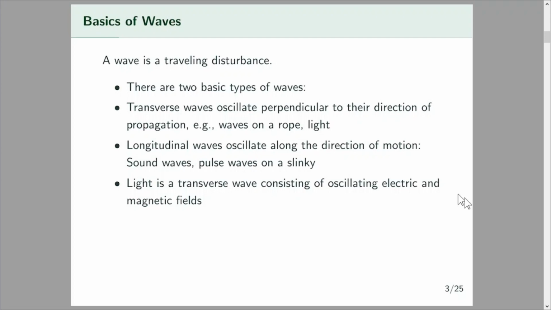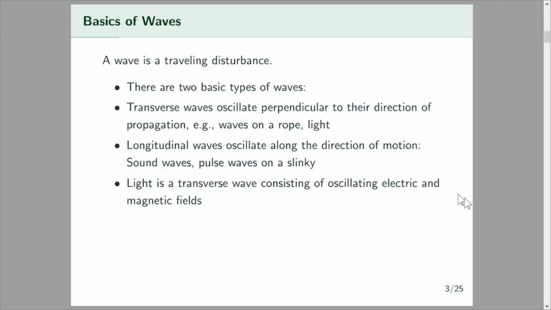Different from transverse waves are so-called longitudinal waves. These oscillate along the direction of motion of the wave. Sound waves actually work this way, but the easiest way to visualize them is with a pulse on a slinky. If you take a slinky and just hold it stretched out a little bit in a straight line, and instead of oscillating your hand perpendicular to the length of the slinky, just give the slinky a pulse along its length, you'll see a wave travel down the slinky.